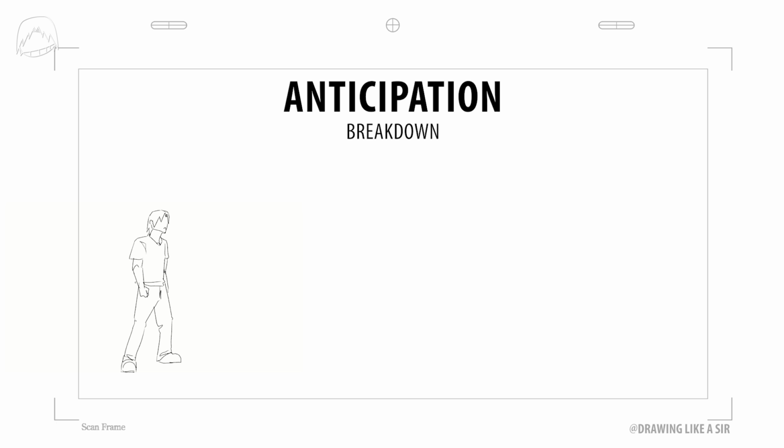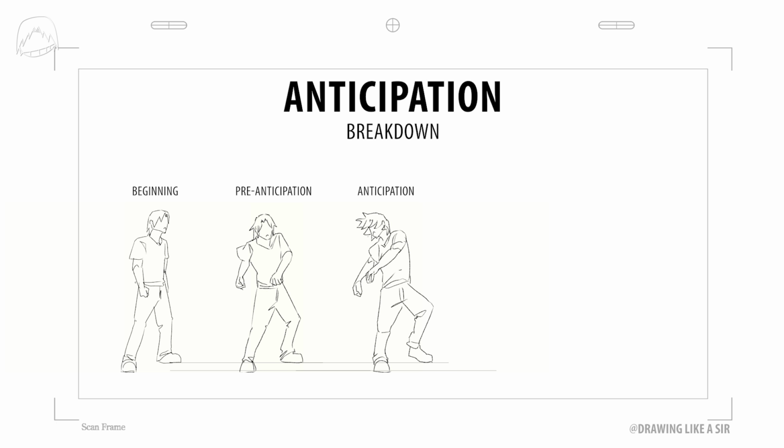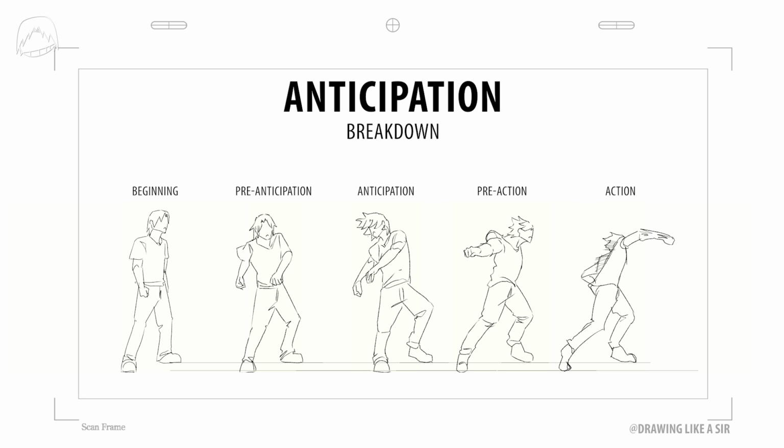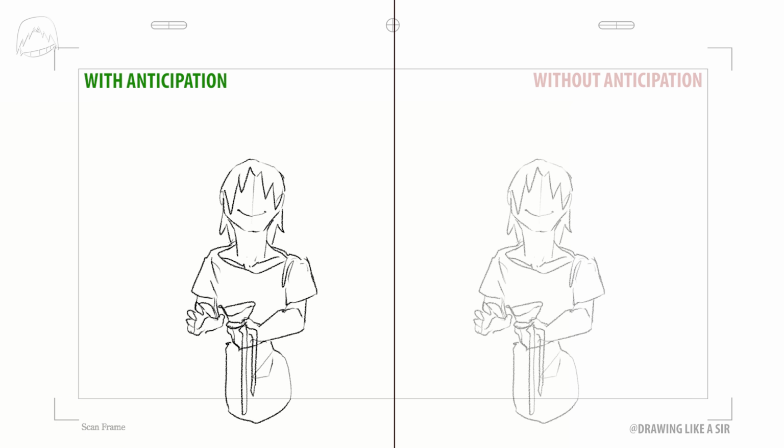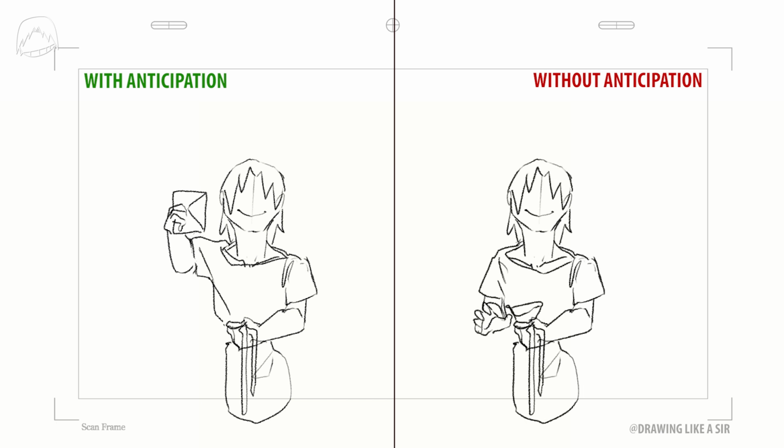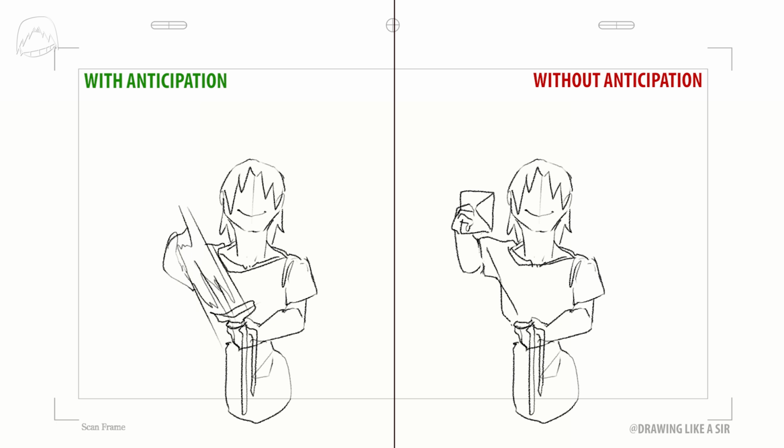You could break this wind-up action down into 5 stages. Beginning, pre-anticipation, the actual anticipation, pre-action, and then the main action. Another reason for anticipation is clarity. An example from the original book is a character very obviously grabbing something out of their pocket. Without the wind-up, your audience could be confused where your character suddenly got this item from. Anticipation helps your viewer mentally prepare for this action, so it doesn't happen out of nowhere and your audience can follow along.